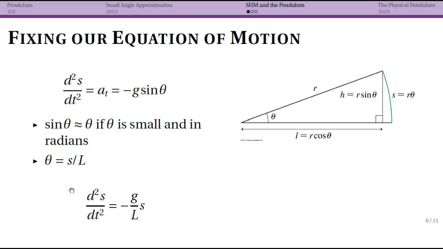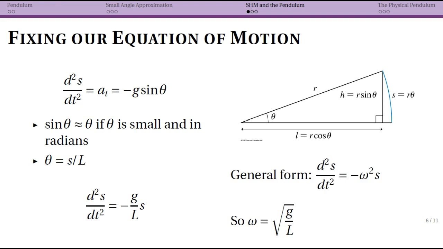So we have a new equation here. The second derivative of our arc length with respect to time equals negative g over L, where L again came from the conversion from theta to arc length, times s. This is actually the form that we know how to solve. We're solving this through recognizing our differential equation and then being able to write down the correct answer.